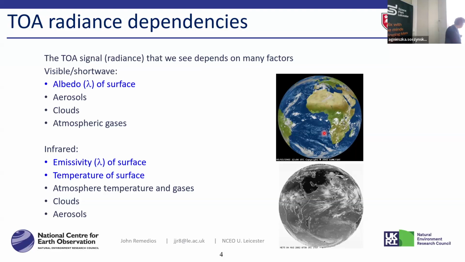Again, you see some commonalities in the atmosphere, clouds and aerosols and gases, but actually, unlike here, we also have to care about atmospheric temperature. So the temperature profile of the atmosphere can do some weird things for you, particularly if you're in space, but also if you're in aircraft or even drones.